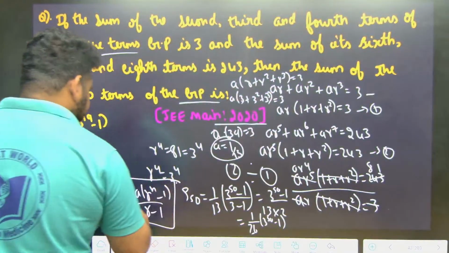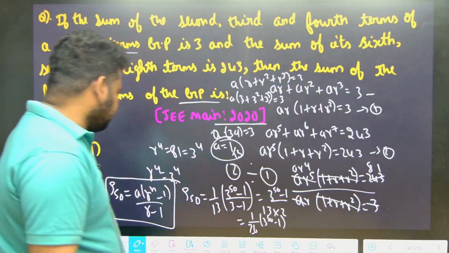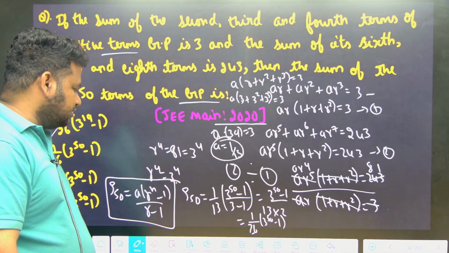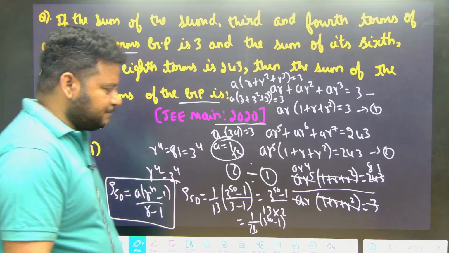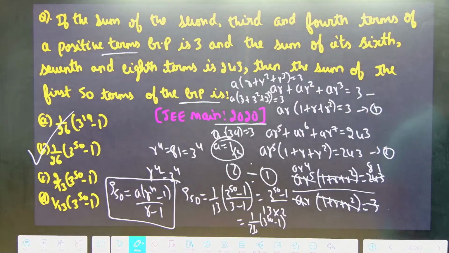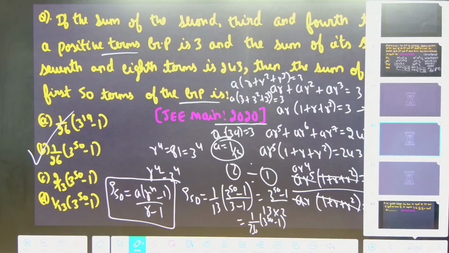Since R is positive, you have to take A into R to the power of n minus 1 by R minus 1. If R is negative, less than 0, A into 1 minus R to the power of n by 1 minus R. That is the formula. Sum of infinite terms we will be discussing in the next class, friends. Clear? Alright, I will wind up now.